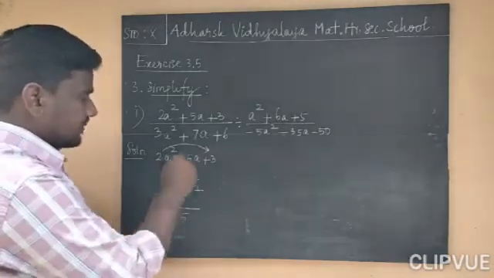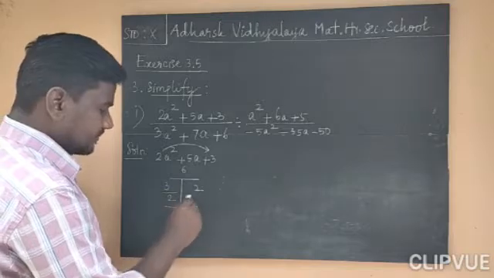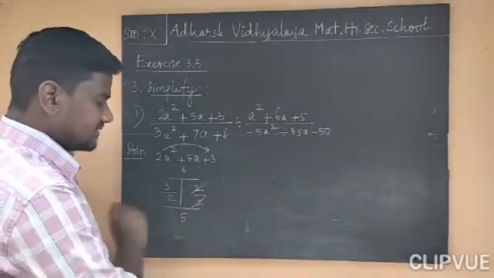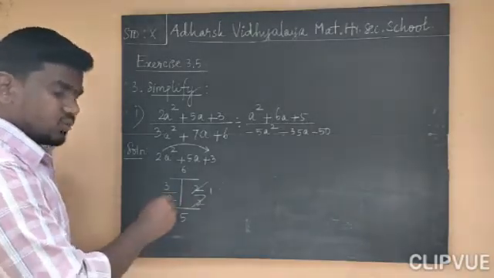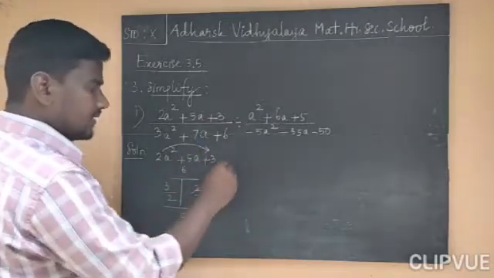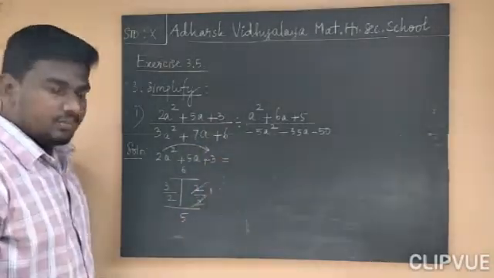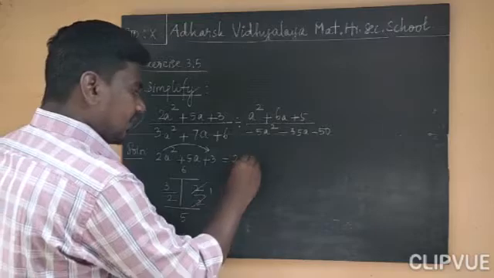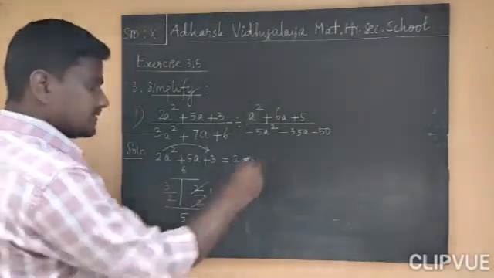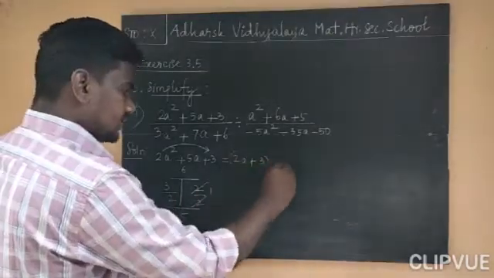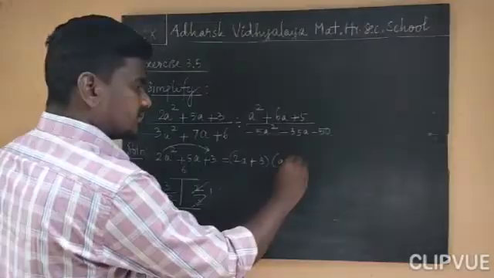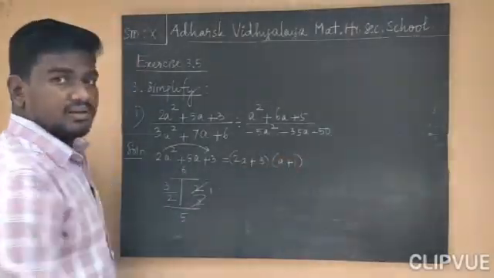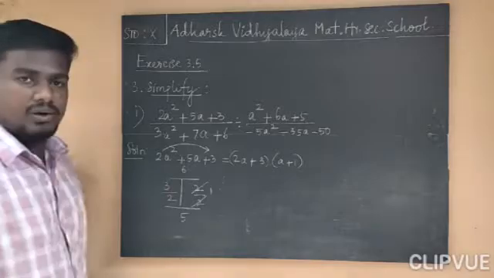Since we multiplied by 2, we have to divide by that same 2. We can cancel them and we get 1. And the 2 will be multiplied with the variable a, so 2 into a, 2a plus 3, and the other one, a plus 1. So these two are the factors of this quadratic polynomial.